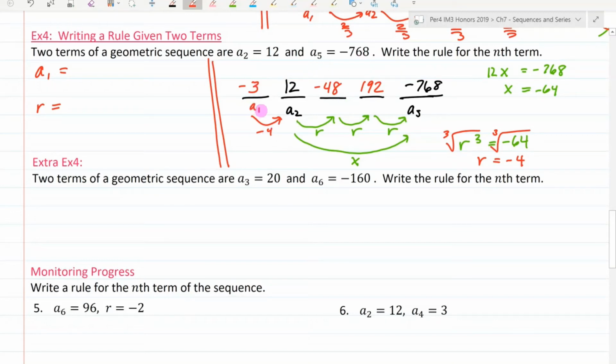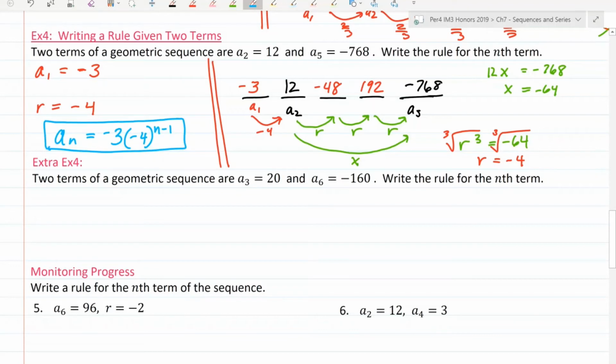So the first term is negative 3 in this case, and r is negative 4. Now, sometimes one will be positive and one will be negative. Like if this was the first term, then your first term would be positive and r can still be negative. They're not dependent on each other as far as their signs go. Okay, so the rule or the formula will then be a sub n is equal to the first term times the common ratio to the n minus 1 power.